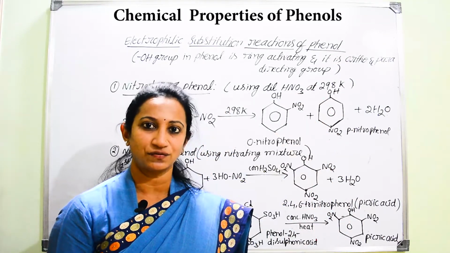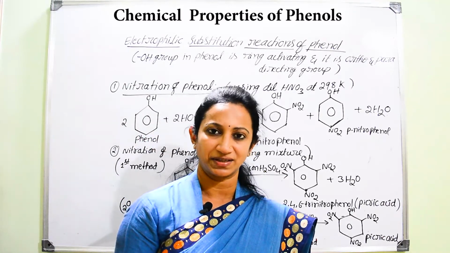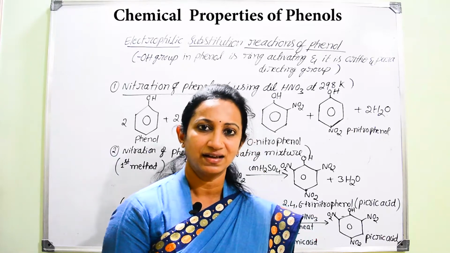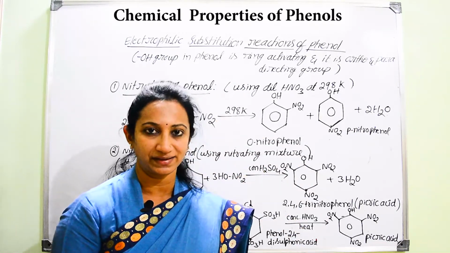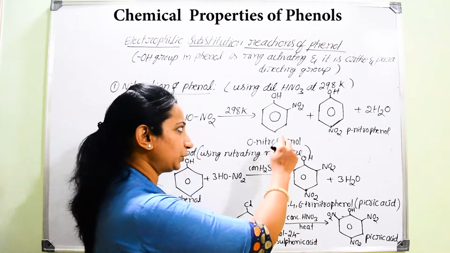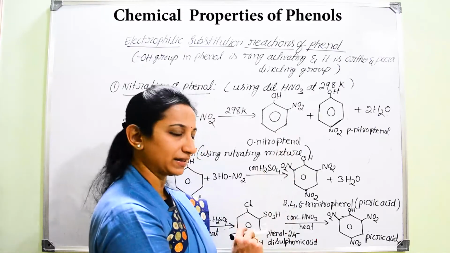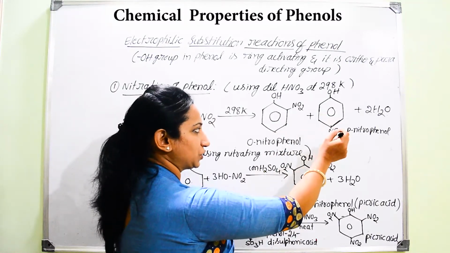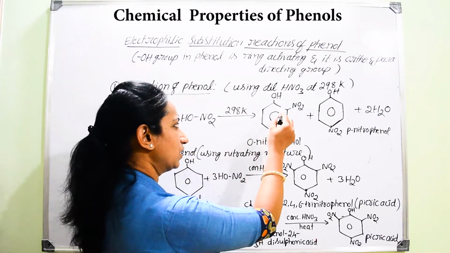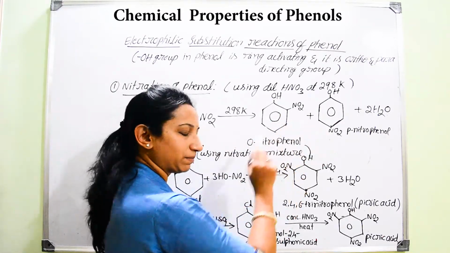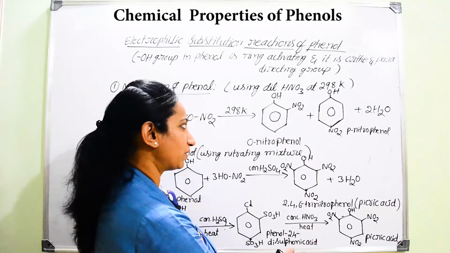When phenol is treated with dilute nitric acid at a temperature of 298 Kelvin, you are going to get two types of products. One is the ortho substituted product, the other one is the para substituted product. Since the OH group increases the negative charge both at the ortho position as well as at the para position, there is a possibility to get two types of products.